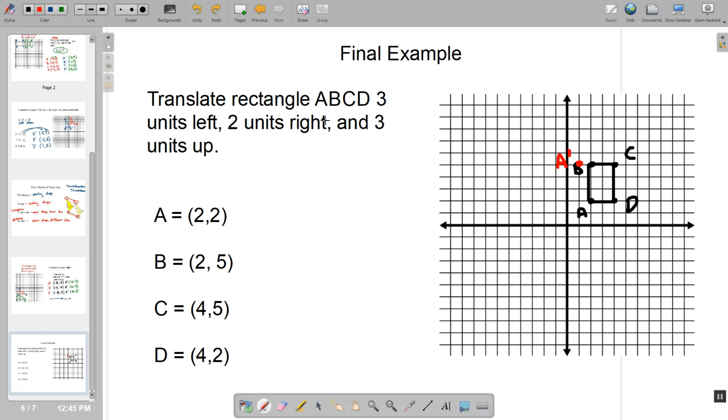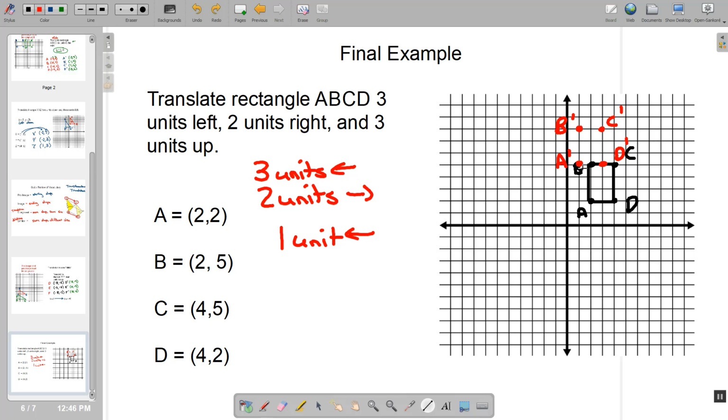If we notice, 3 units left and then 2 units right is actually going to just be 1 unit left. So for the rest of them, we can treat it as going 1 left and then 3 up. So B would be 1 left and 3 up. B prime is right here. C prime would be right here. And finally D prime right here.